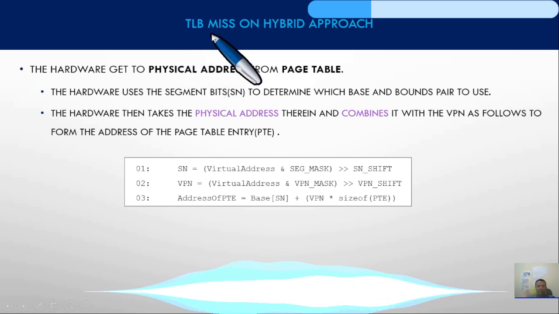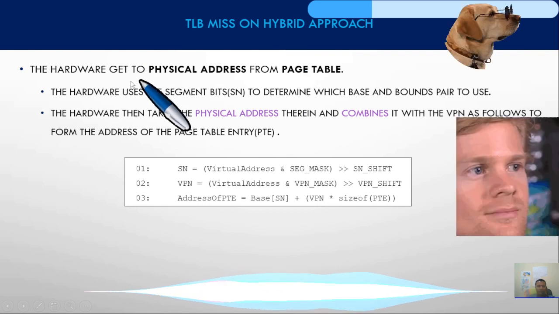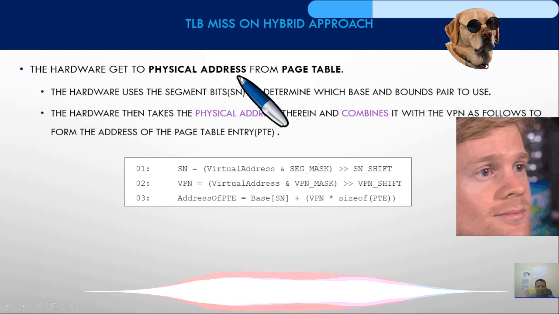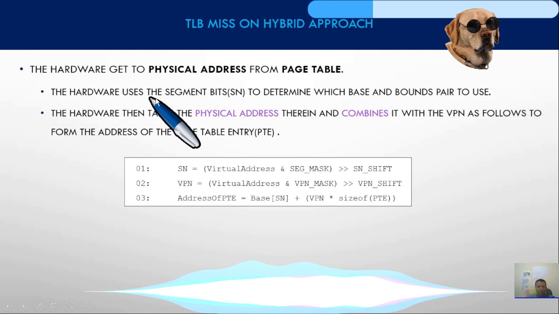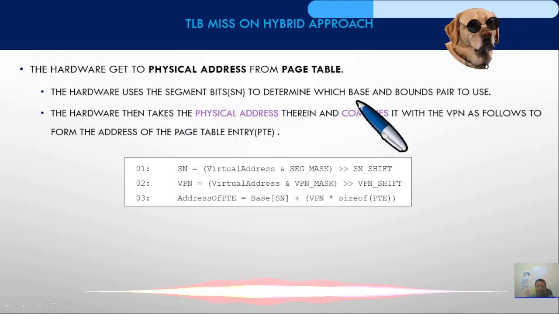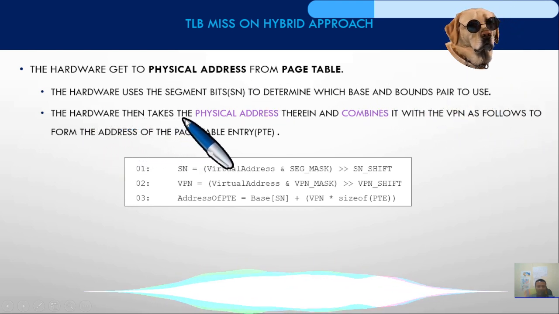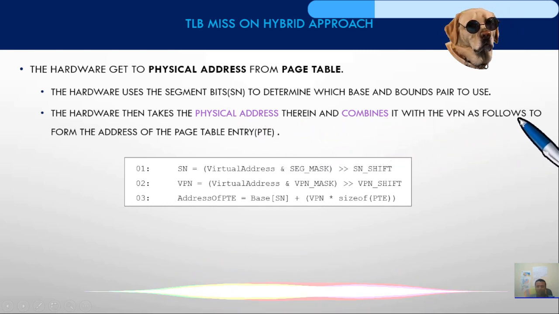So what happens on a TLB miss in the hybrid approach? The hardware gets the physical address from the page table. The hardware uses the segment bits to determine which base and bound pair to use. The hardware then takes the physical address therein and combines it with the VPN to form the address of the page table entry.